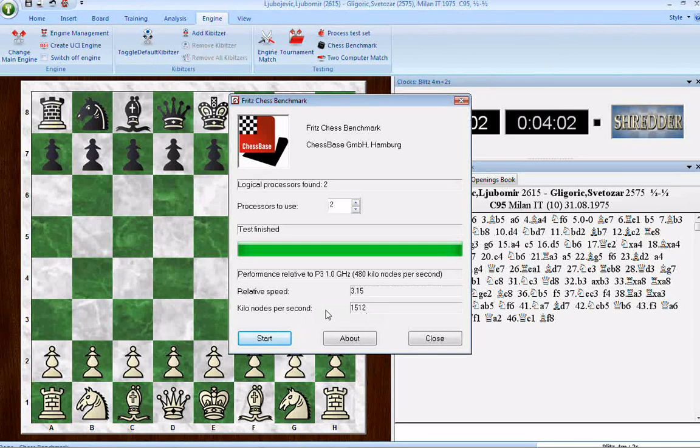1,512,000 positions every second when that engine is running. Now, if I didn't have the VidCap software running, as I said, I ran this a little while ago, and my relative speed was actually more than 5 times faster than a P3 1 gig computer, and it was analyzing actually pretty close to 3 million positions a second. It was in the high 2 millions. But that's what that does.